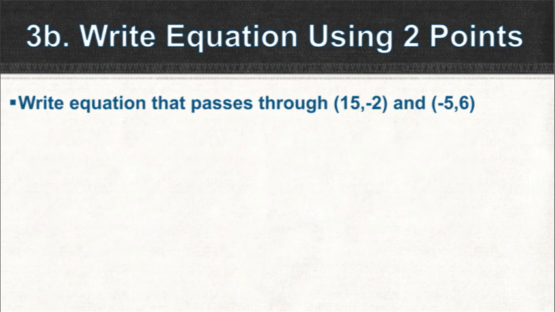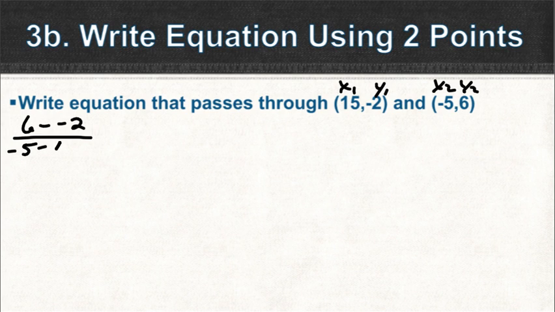Next one, we want to write this in slope-intercept form, so we need to find our slope. So x1, y1, x2, y2. We have 6 minus a negative 2 divided by a negative 5 minus 15. So this gives us 8. This gives us a negative 20. I can reduce this by dividing by 4/4. So I have a negative 2/5 as my slope.